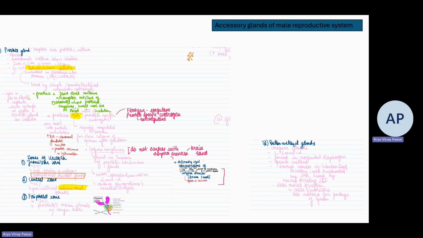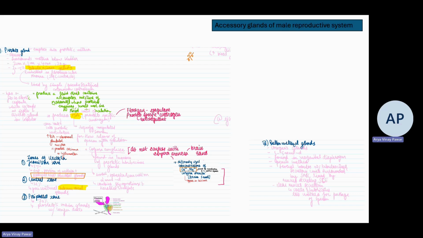So the next gland that we're going to talk about is the prostate gland. This is one of the most important glands. The prostate gland surrounds the urethra right under the bladder, and it empties into the prostatic urethra. It is a tubular acinar kind of gland, and it is embedded in a fibromuscular stroma. Because of this, as the smooth muscle cells contract, the prostate gland also contracts. Like the seminal vesicle, it is also lined by simple pseudostratified columnar epithelium.